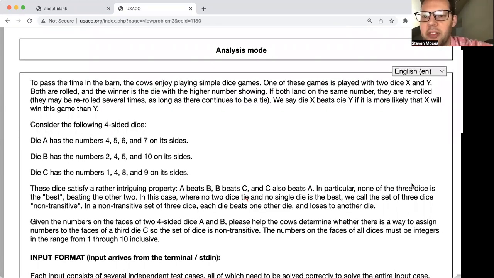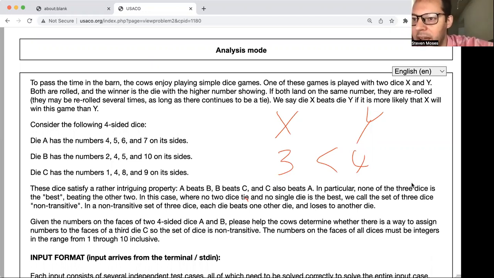To pass time in the barn, the cows enjoy playing simple dice games. One of these games is played with 2 dice, X and Y. So dice X and dice Y. Both are rolled, and the winner is the die with the highest number showing. Fine, so if X is 3 and Y is 4, then 4 is greater than 3 and Y is the winner. If both land on the same number, they are re-rolled. They may be re-rolled several times as long as there continues to be a tie. We say die X beats die Y if it is more likely that X will win this game than Y.